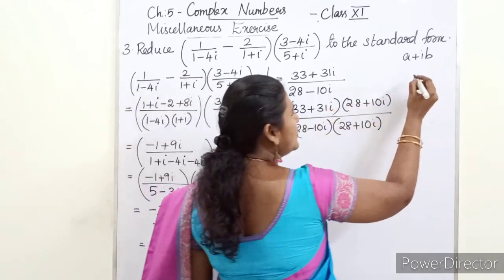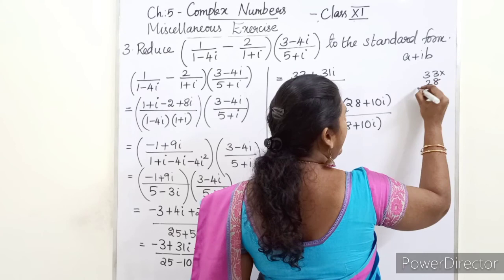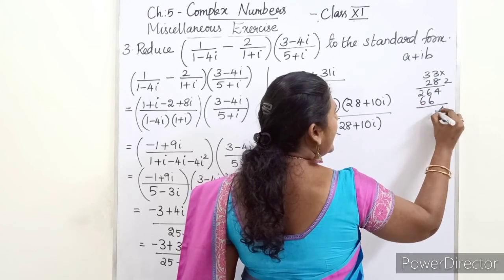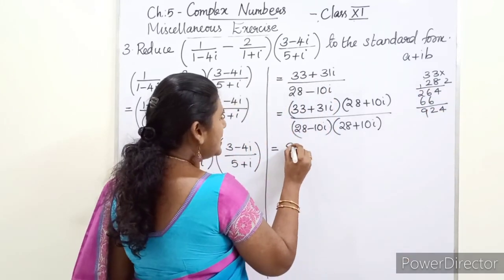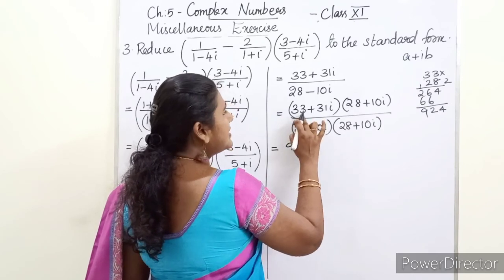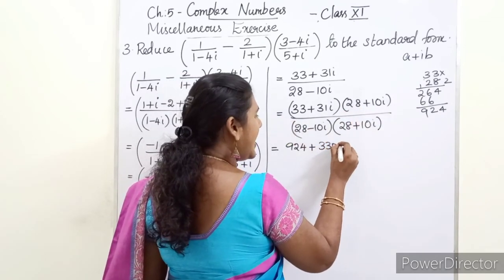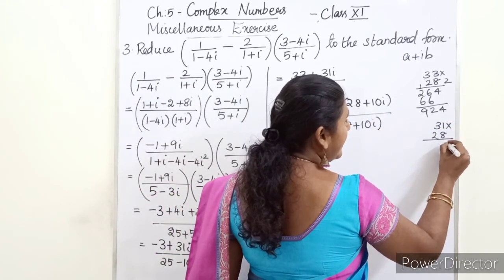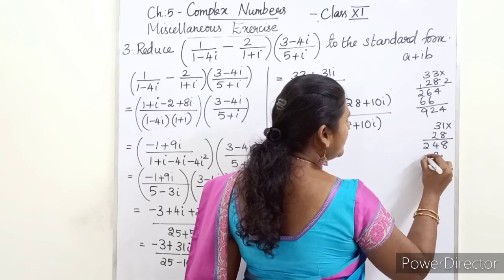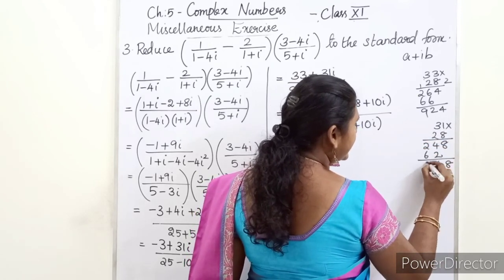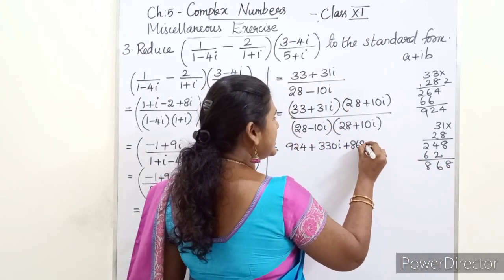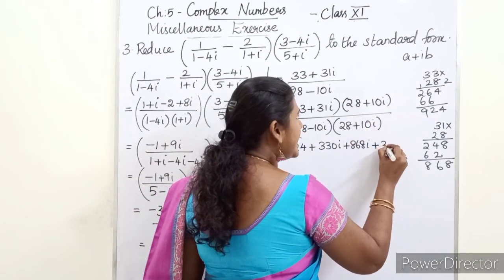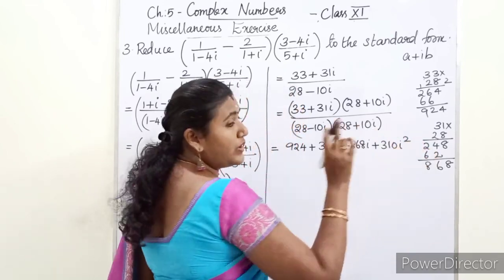Now we will multiply. So 33 into 28, the answer is 924. So 924 plus 33 into 10i is 330i. Again 31 into 28 is 868i. Again 31i into 10i is plus 310i square. Again the i square value is minus 1.